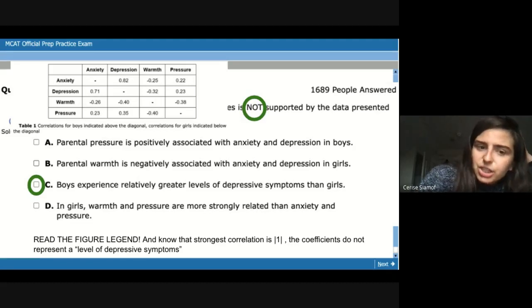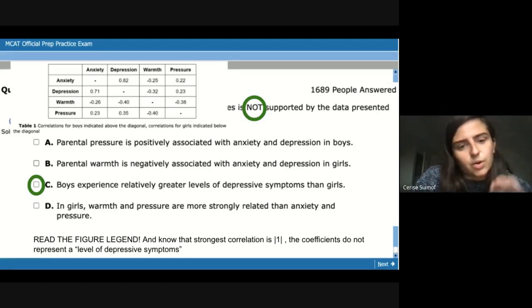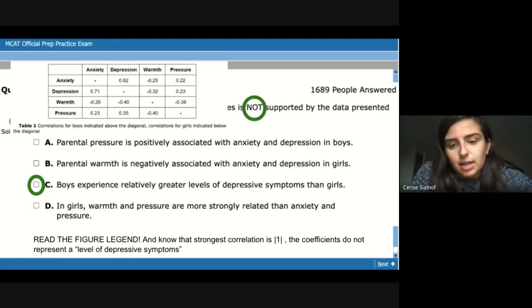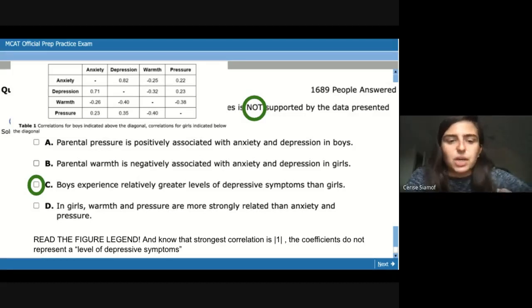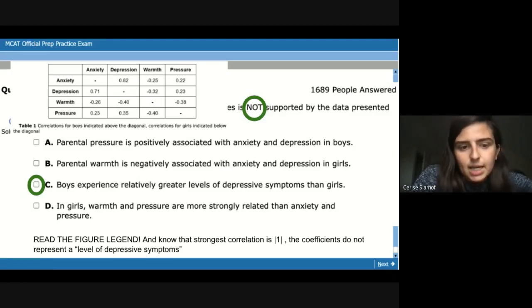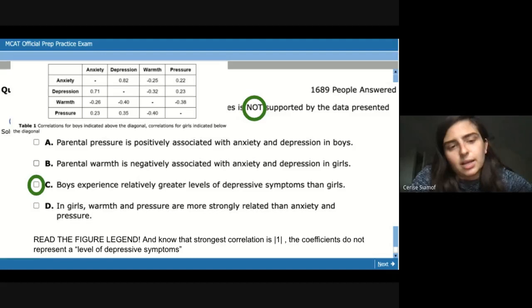Then in order to actually make use of this table, the only things you really need to know are that the strongest correlation is an absolute value of 1, right? That allows you to figure out that in girls, warmth and pressure are more strongly related than anxiety and pressure, for example. And then the difference between positive and negative association you can get with coefficients from the table, meaning the sign of the coefficient, excuse me.